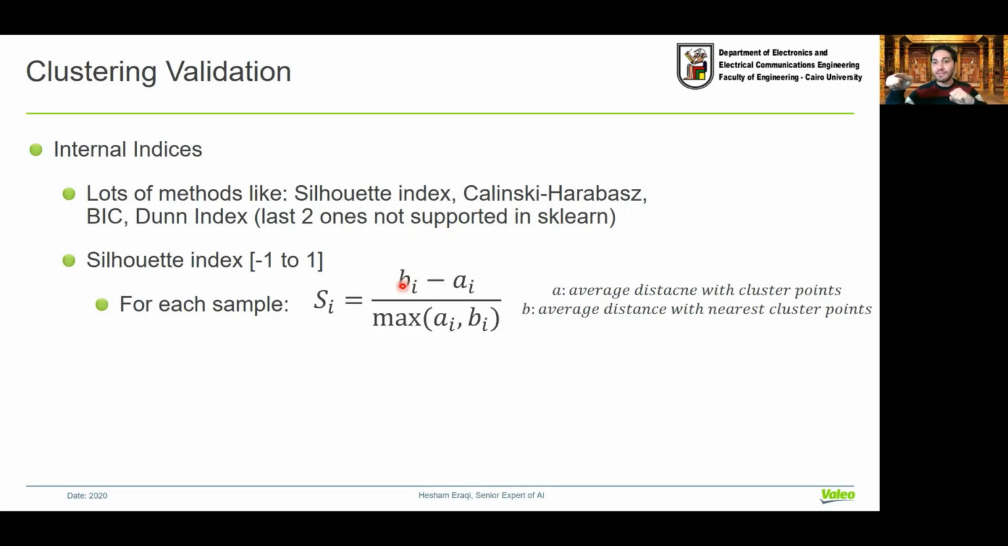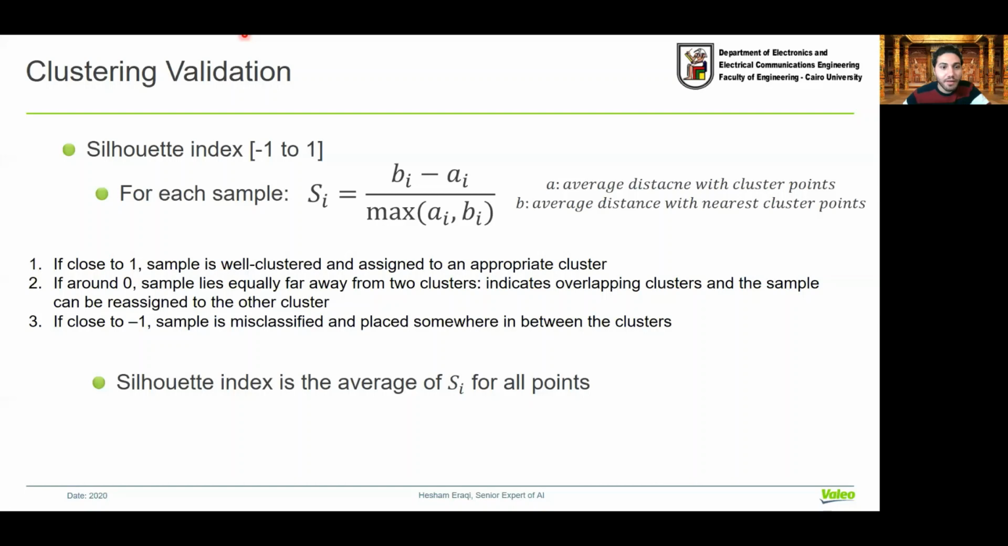And what is ai? ai is the average distance from pi to the points in the same cluster. Normally bi should be higher than ai. So if bi is 6 and ai is 3, then 6 minus 3 over 6, which is 0.5.